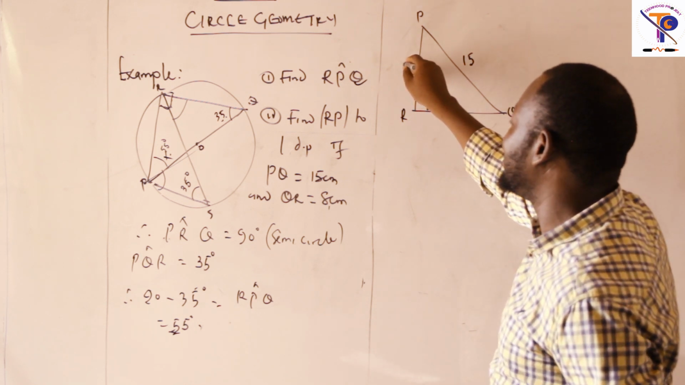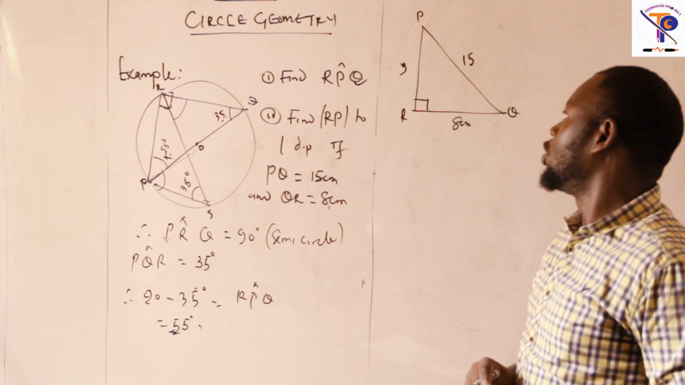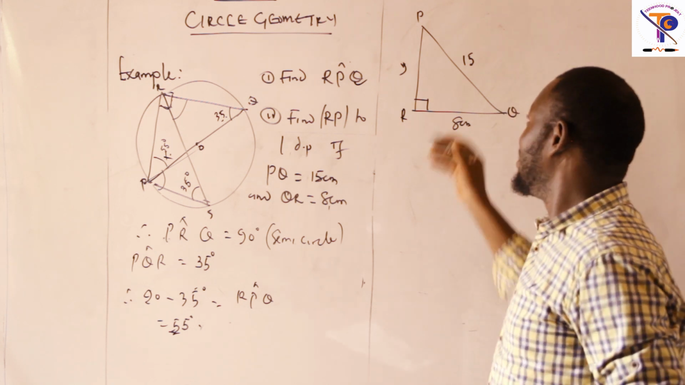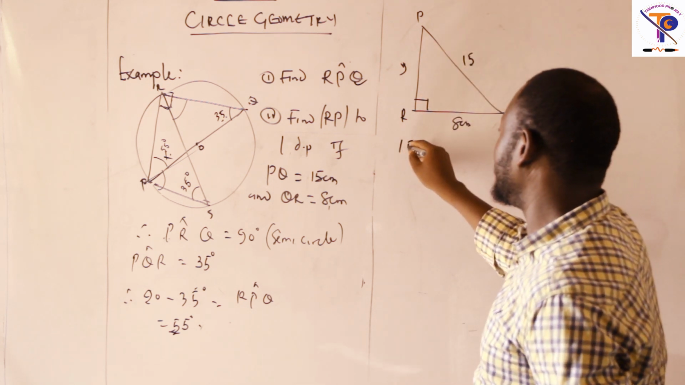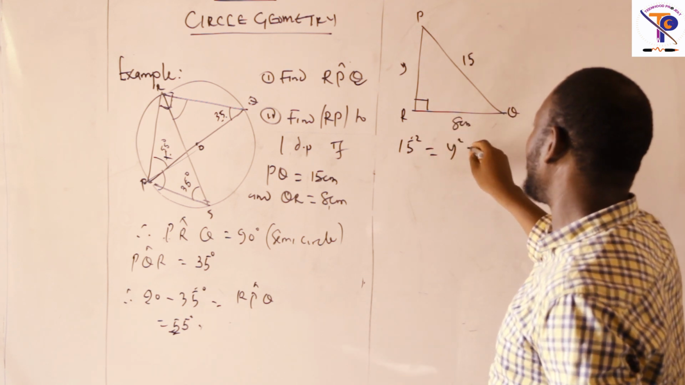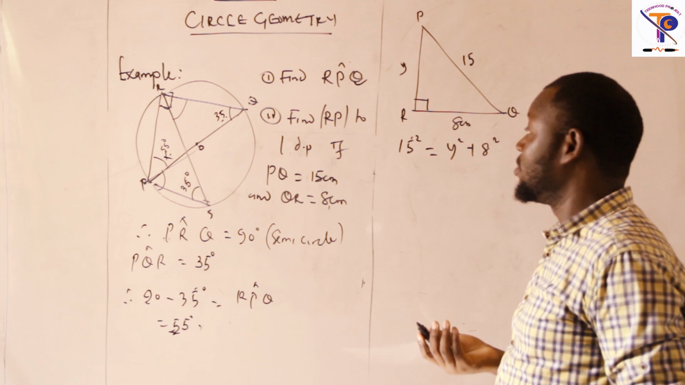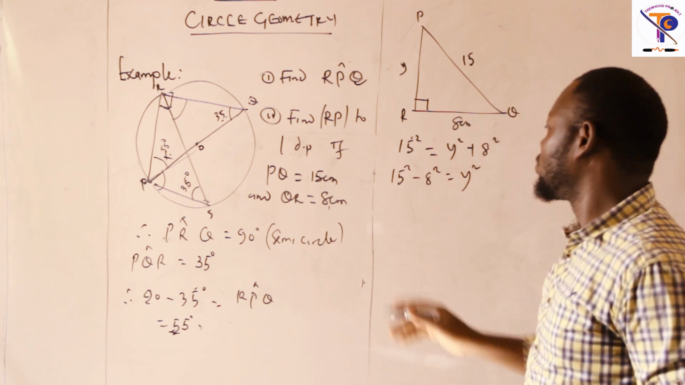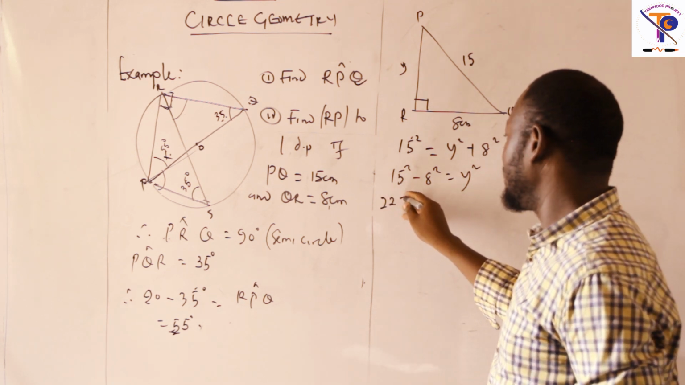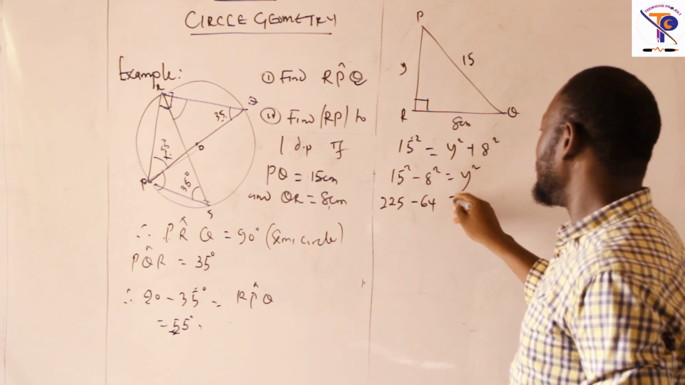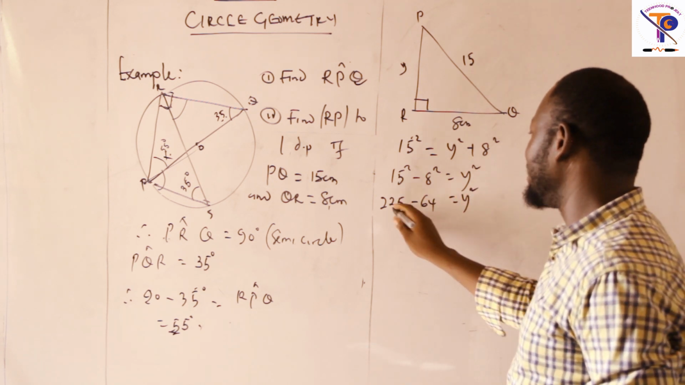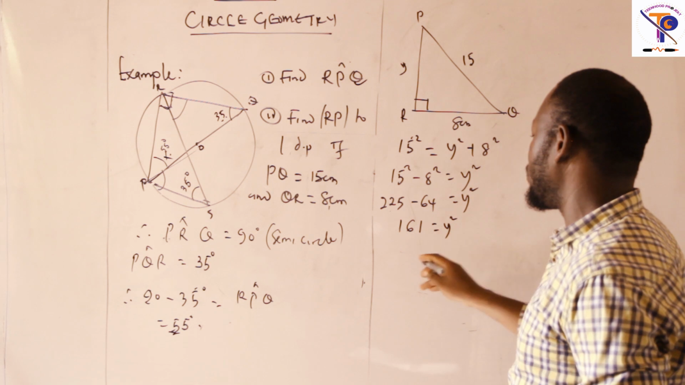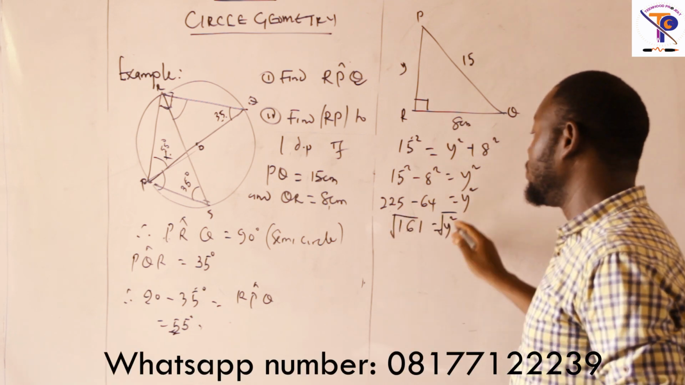So the question asks us to find this one. I can call it y now. To find this one, the Pythagoras theorem applies. So don't forget the law of Pythagoras here. Hypotenuse, that is 15 squared, is equal to y squared plus 8 squared. So 15 squared minus 8 squared is equal to y squared. 15 squared is 225, and 8 squared is 64, equals y squared. This gives 161, equal to y squared. So we take the root of both sides to remove the square.